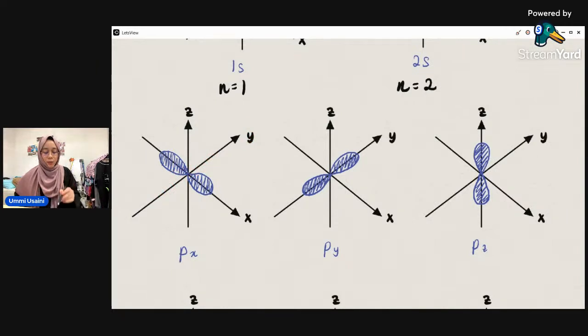Okay. And then PY, so the orbital lies on the y-axis. PZ, the orbital lies on the z-axis. And this is what we call the spherical shape. Okay. So P orbital, shape dia ada spherical. And then the next one, kita belajar pasal D orbital.